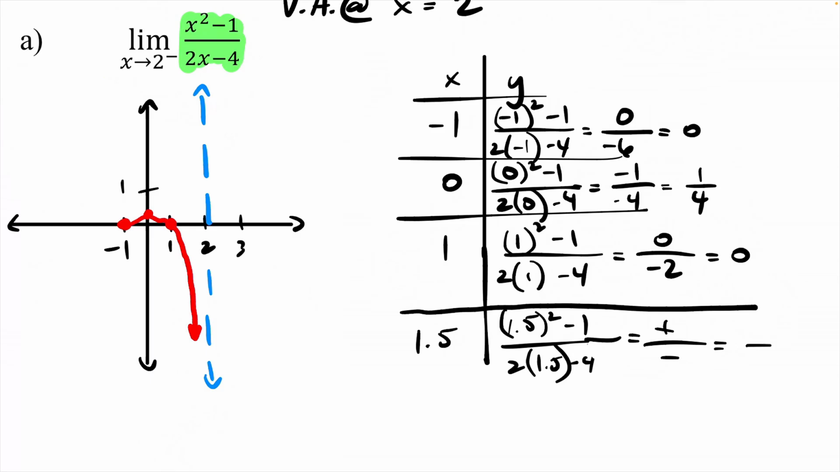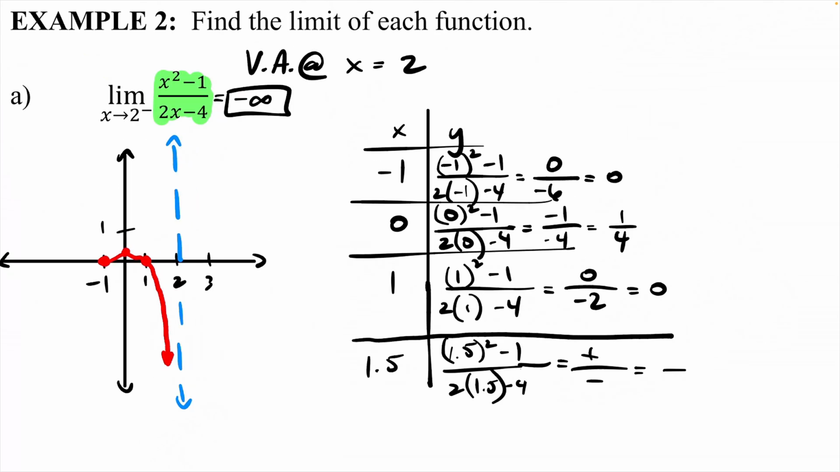It's moving slowly, but it's moving down. So therefore, the limit as x approaches 2 from the left is negative infinity. Negative infinity, not positive infinity.